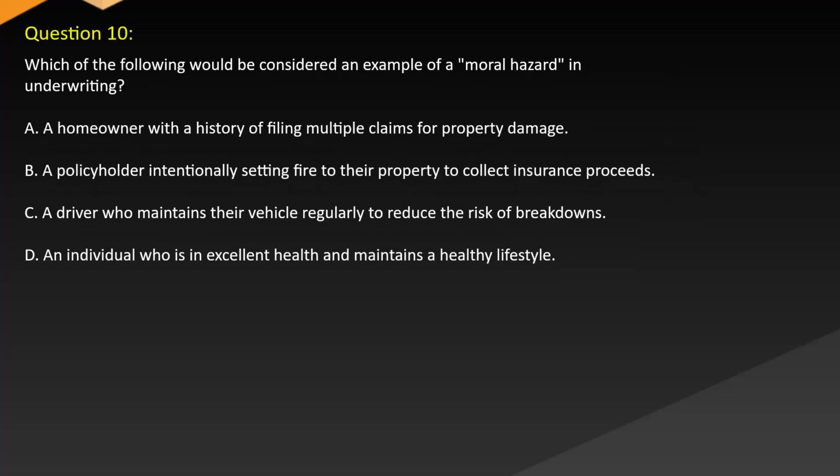Question 10. Which of the following would be considered an example of a moral hazard in underwriting? A. A homeowner with a history of filing multiple claims for property damage. B. A policyholder intentionally setting fire to their property to collect insurance proceeds. C. A driver who maintains their vehicle regularly to reduce the risk of breakdowns. D. An individual who is in excellent health and maintains a healthy lifestyle.